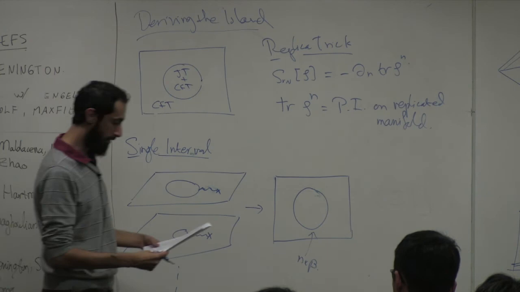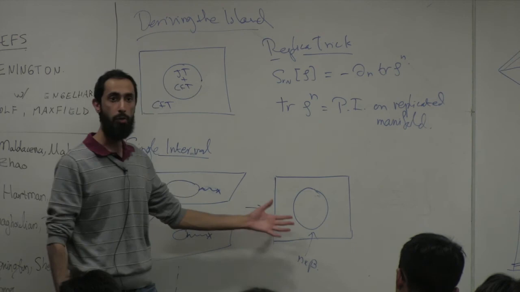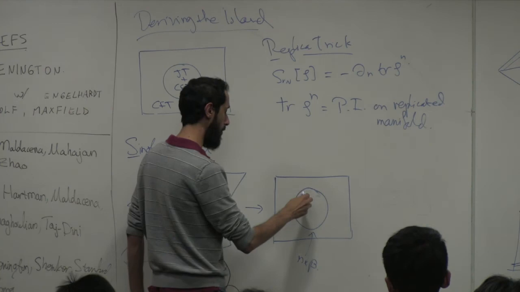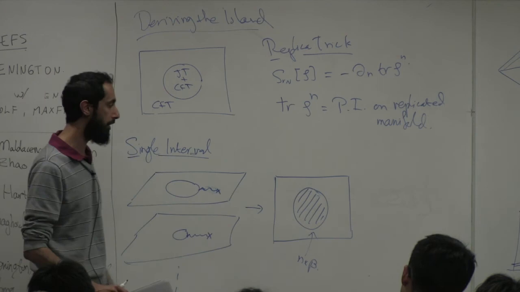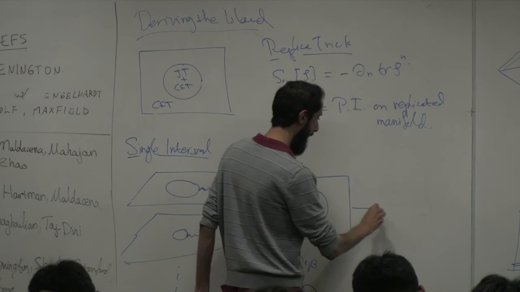For this setup here, we know how to solve JT gravity in this case, and all we do is simply fill in this disk with a hyperbolic disk. That's the simplest contribution to this path integral. Obviously, one can have higher topology configurations, but let's just consider the simplest one. That turns out to be the dominant one.